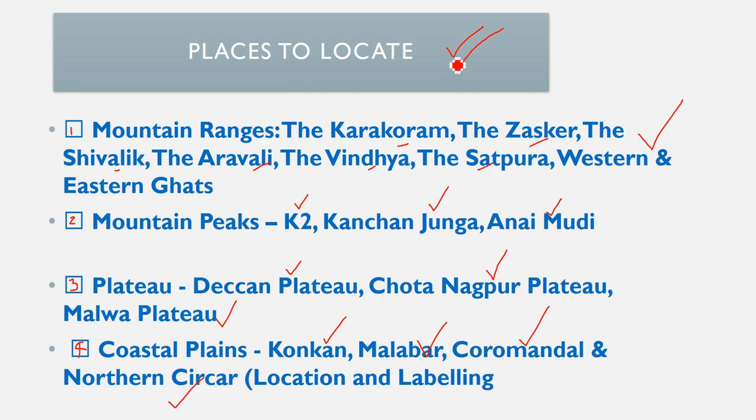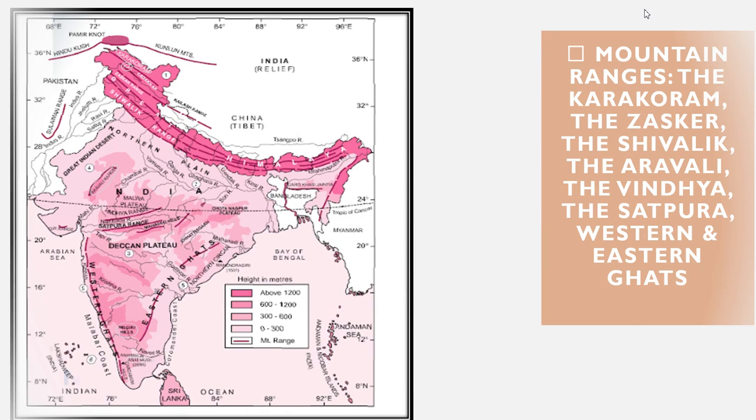In coastal plains, we are going to locate Konkan Coast, Malabar Coast, Coromandel Coast and Northern Sarkar. Now why delay? Let's begin with the first map, that is mountain ranges. Now you can see I have already taken the map. If you have the political map or an outline map, it will work out. All you have to do is locate these places.